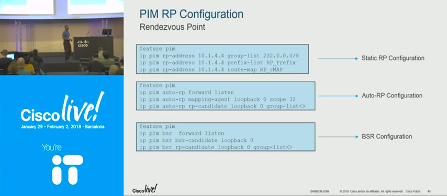So the other option is to use the dynamic way of deploying the rendezvous point. The other two options rely on auto RP or BSR. One is Cisco proprietary and the other one is standard. That's the only difference. Otherwise, there are not many differences between BSR and auto RP.